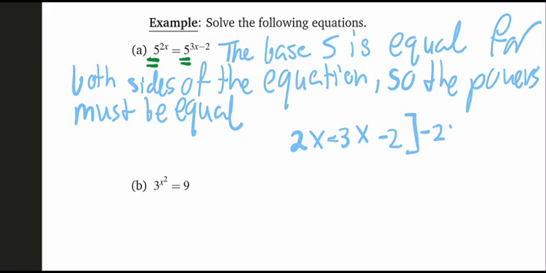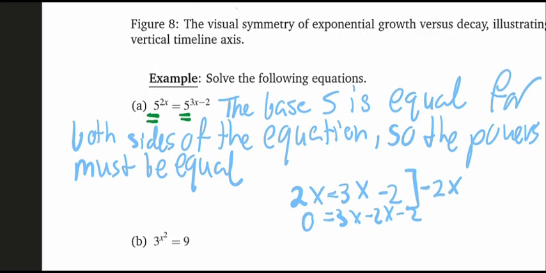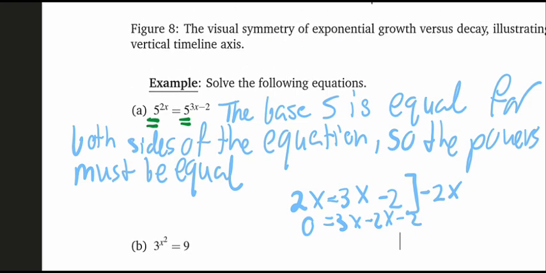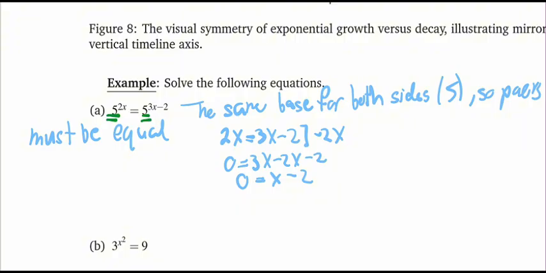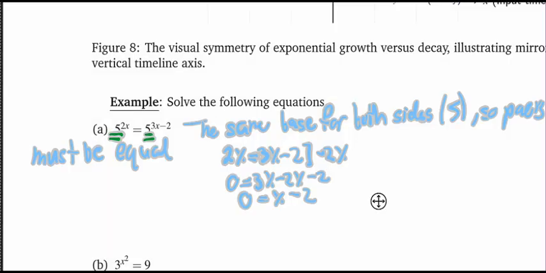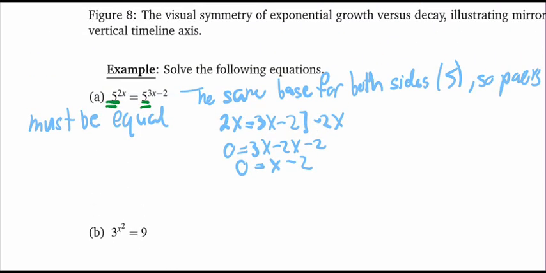Subtract 2x from both sides and you'll get 0 equals 3x minus 2x minus 2. So after we subtracted 2x from both sides, we got 3x minus 2x minus 2 equals 0. So x minus 2 equals 0. If you add plus 2 to both sides, what do you get? x equals 2. So x equals 2 is the only solution to this equation.